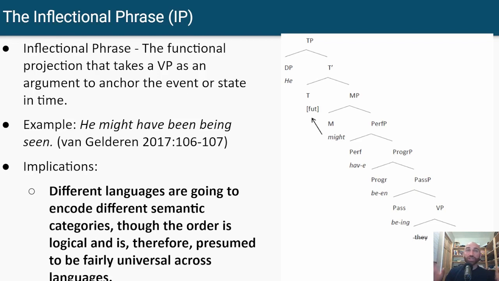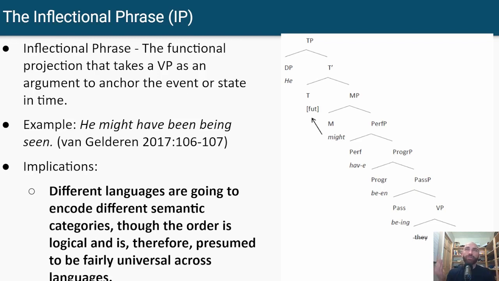And that shows us something about the structure of the inflectional phrase. So again, those of you that are watching can see this. This is a tree from von Gelderen showing the structure of this sentence: "He might have been being seen." And you can see that we have first, what's combining with the verb phrase, a passive phrase that would be representing voice, and then progressive phrase, perfect phrase, modal phrase, might, and then we have T, which is for tense.